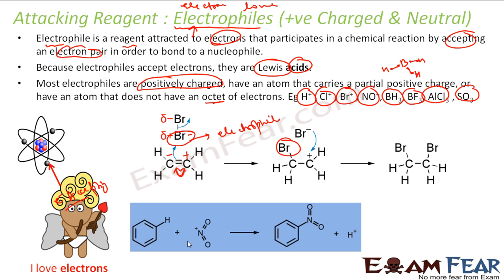The next can be this one. This is my benzene with NO2 plus. If I am attacking, this is my electrophile. It will attack and kick out hydrogen from here, and H plus will be out. So this is also one example of a reaction where an electrophile is involved. If you're not understanding the reaction, just hold on for some time, as we will discuss the types of reactions. Just understand that in both cases the electrophile is involved.